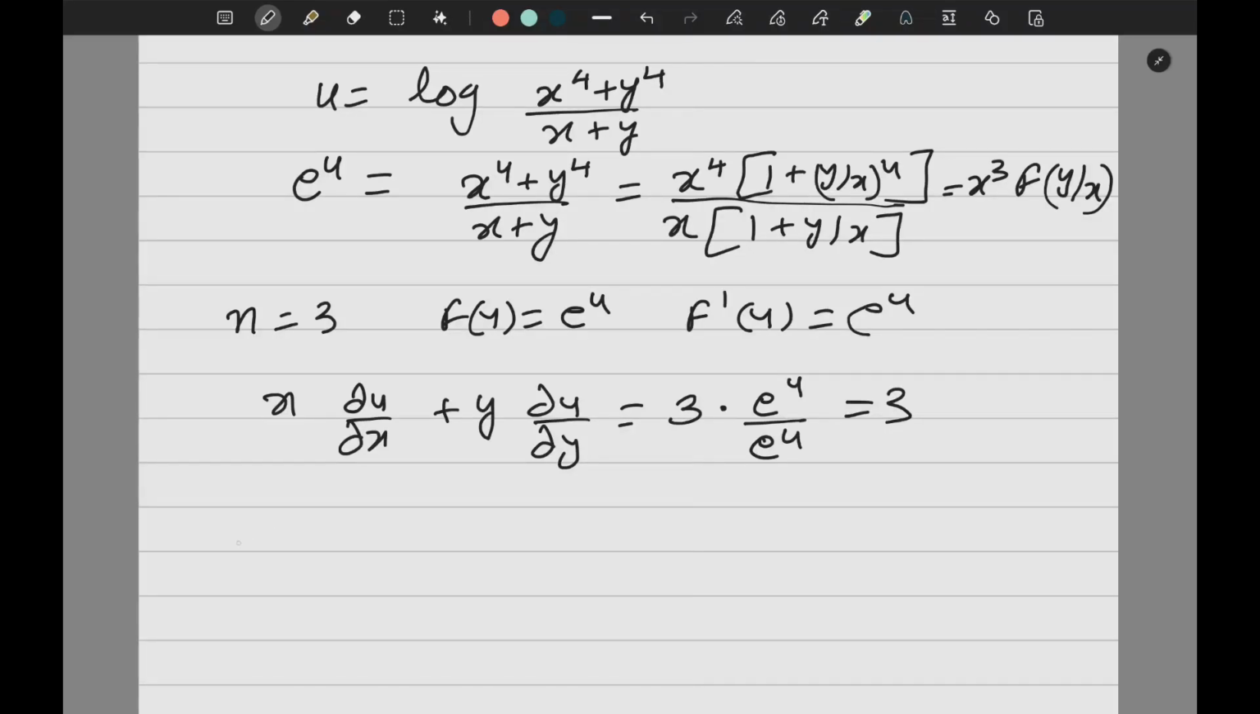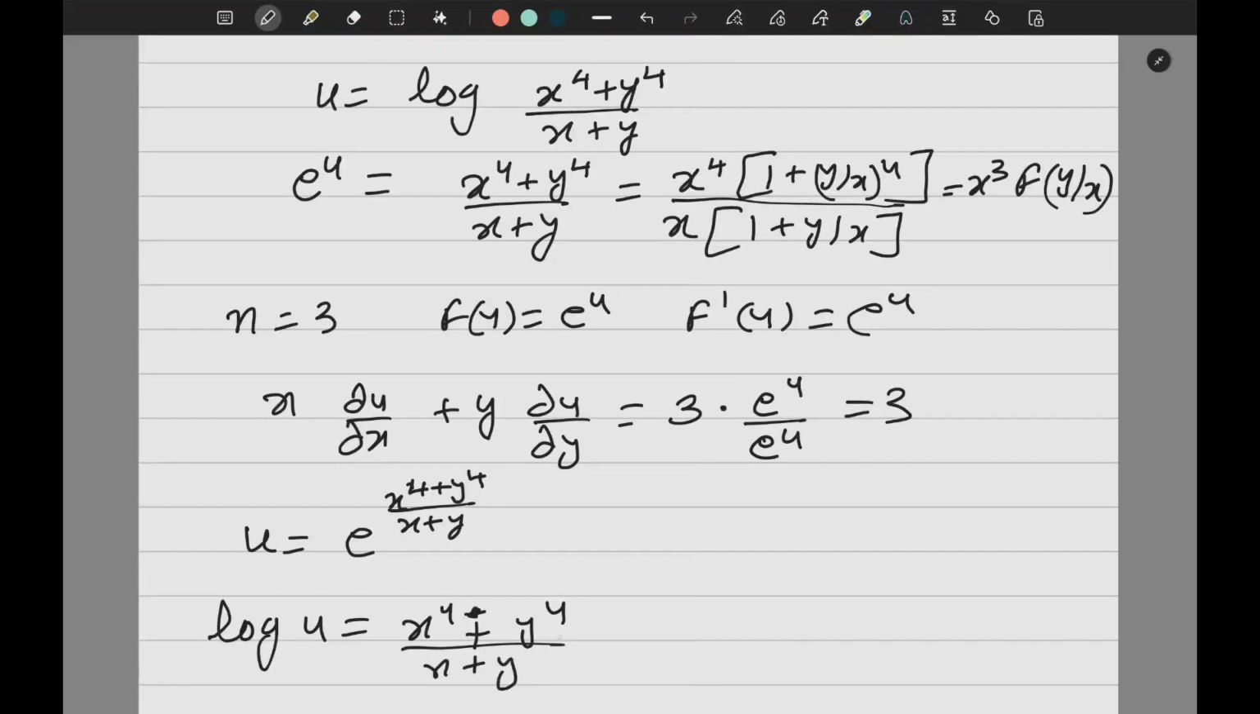Now the same question, let me modify. If u is equal to e to the power x to the power 4 plus y to the power 4 upon x plus y, then what will you do? What is the opposite of e? Log. So log u is equal to x to the power 4 plus y to the power 4 upon x plus y.